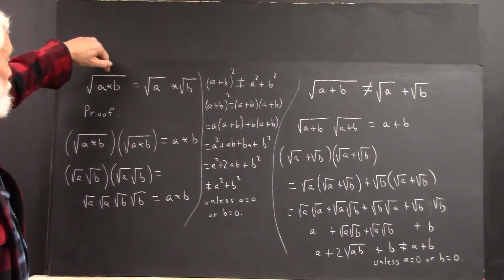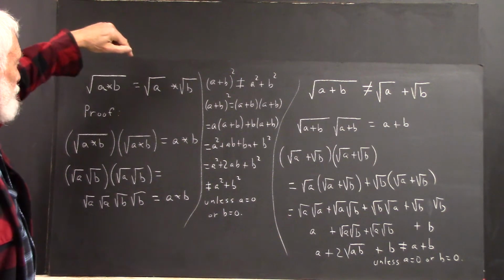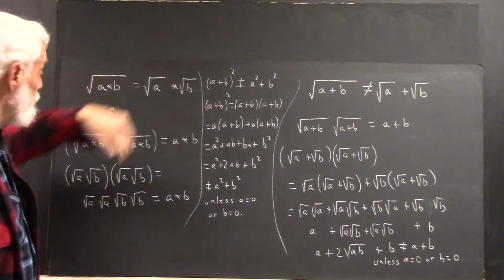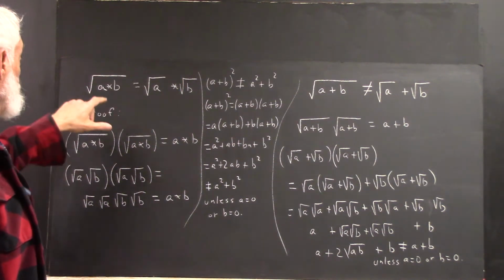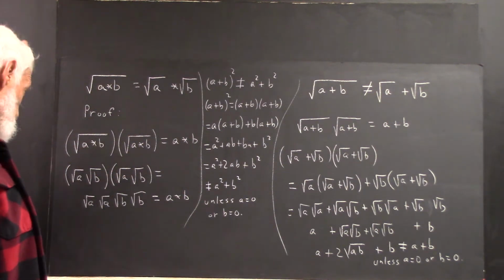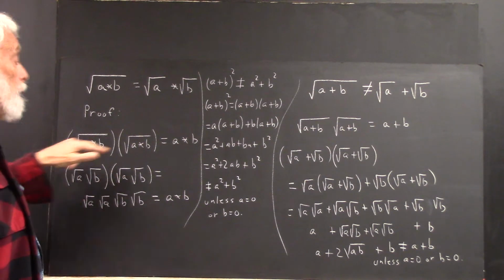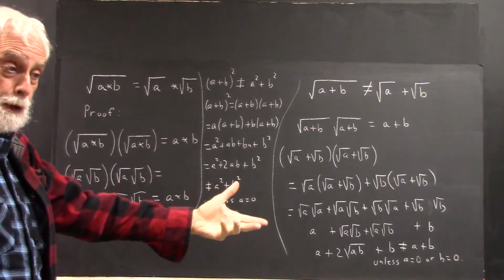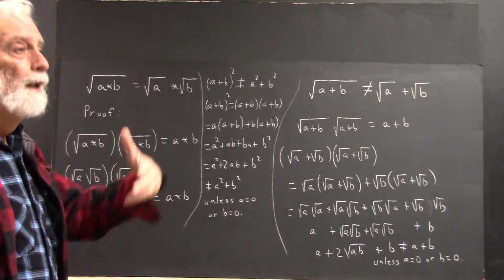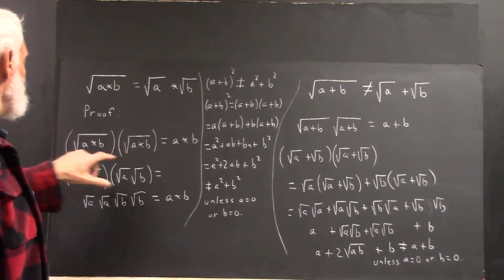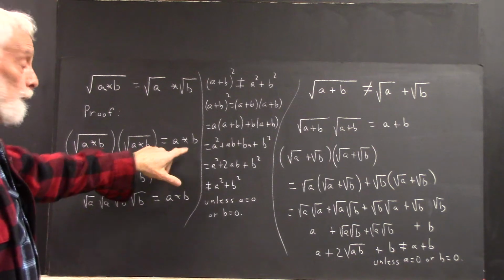Okay, first, the square root of a times b is equal to the square root of a times the square root of b. It's easily proven that this is the case. If we multiply the square root of a times b times the square root of a times b, we get a times b, because what's a square root? It's what we multiply by itself to get the thing we're taking the square root of. So, this has to be so.